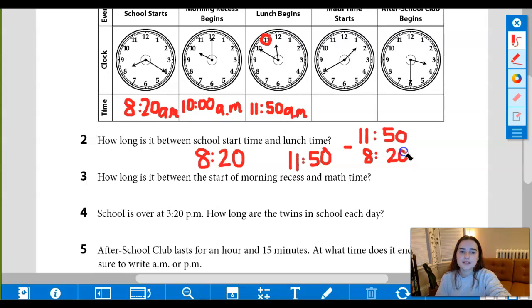All right, remember we're going to start with the larger time and subtract the smaller time to find out what's in between. So if I do that, 11 minus 8 gives me 3. So the elapsed time, how long is it between school start time and lunchtime? 3 hours and 30 minutes.